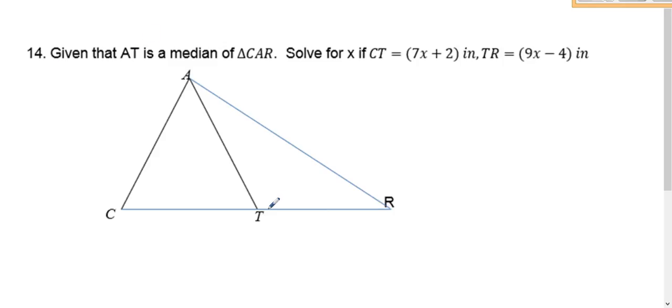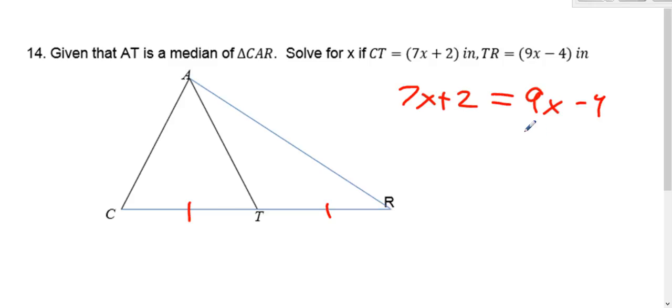Given that AT is a median of triangle CAR. If it's a median, that means that T right here is the midpoint, which means these two sides are congruent. Midpoint cuts it into two congruent pieces. So CT and TR, we just said that they are equal, so we're going to set them equal. 7x plus 2 equals 9x minus 4. Since that's the midpoint, the two sides are equal, set them equal, and solve for x.